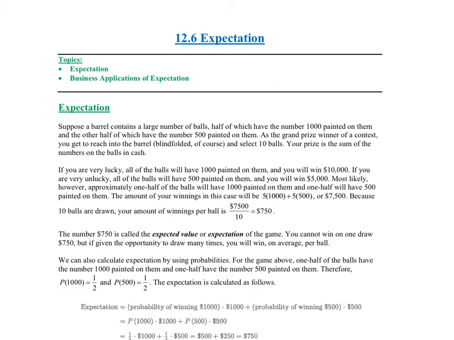Section 12.6 is on expectation. So the topics we're going to cover in this section are expectation, and then we're going to look at some business applications of expectation. So let's start off with just a very generic example here.